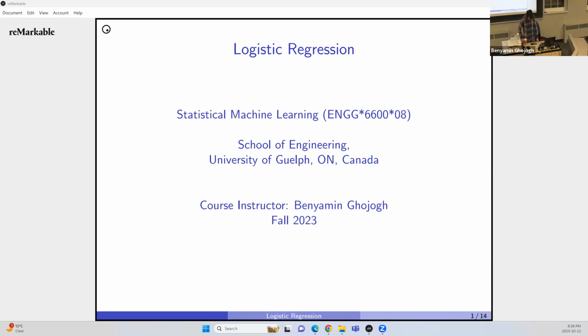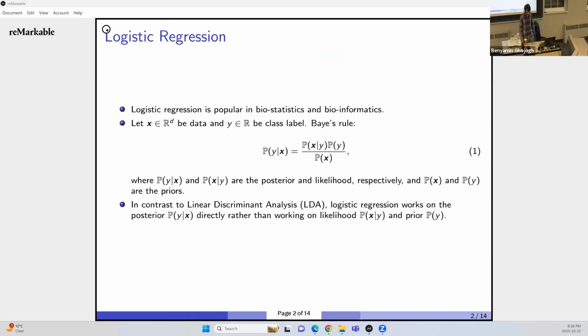So logistic regression is popular in biostatistics and bioinformatics, especially years ago. Papers which were published in these areas used logistic regression a lot. And by the way, logistic regression, its name might be misleading. It's not for regression, it's for classification. The reason that we call it logistic regression is that you can see classification as a special case of regression, where, for example, you regress labels, and then using a threshold, you can find out which class it is.